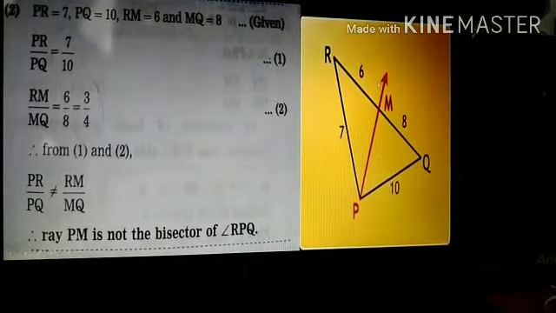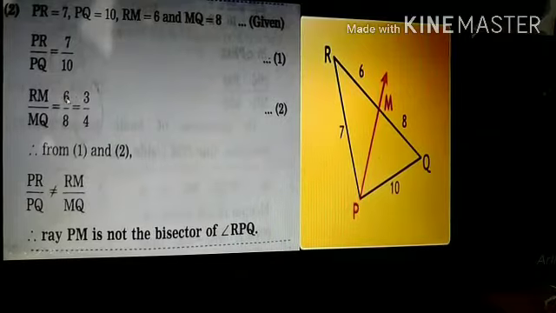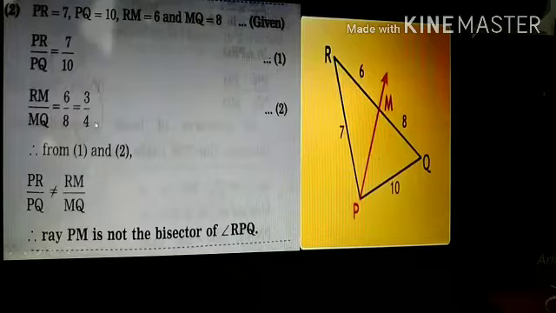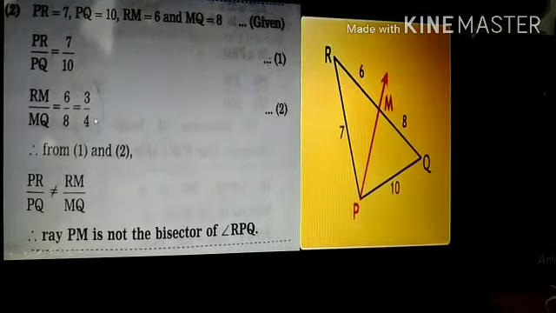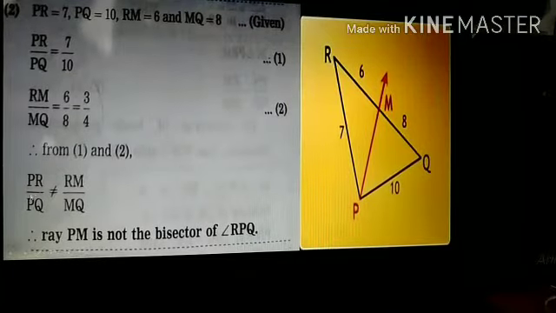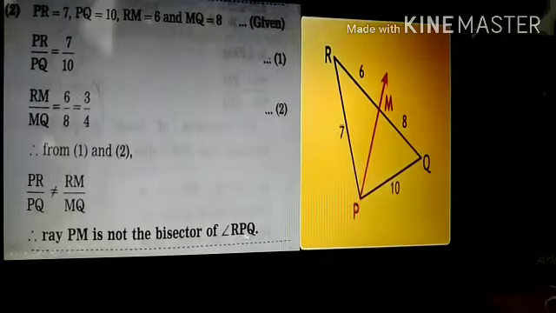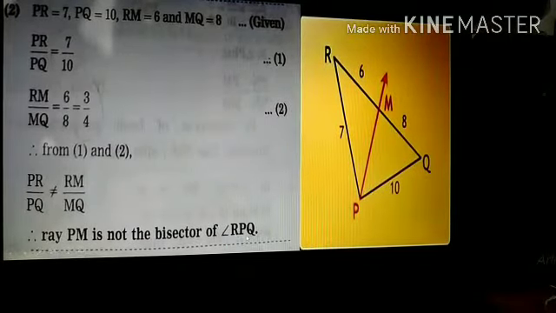It is 6 upon 8. Divide the numerator and denominator by 2 because both the numbers are divisible by 2. So 6 divided by 2, the answer is 3. 8 divided by 2, the answer is 4. Now observe 1 and 2. Are the ratios same? No. The ratios are not same. So we'll write PR upon PQ is not equal to RM upon MQ. Therefore, we can state ray PM is not the bisector of angle RPQ.